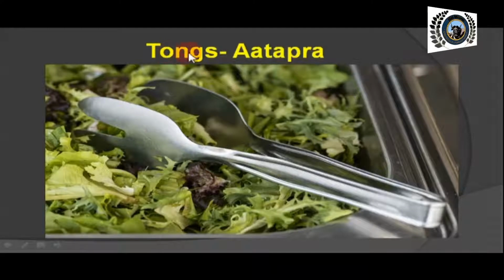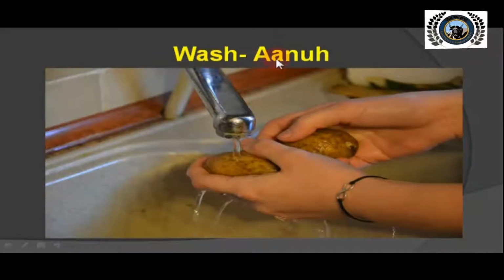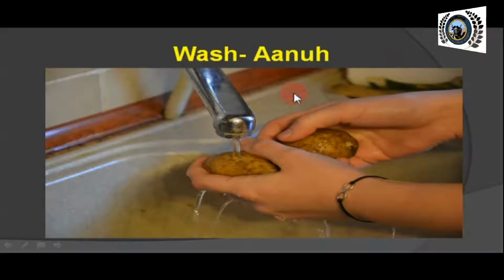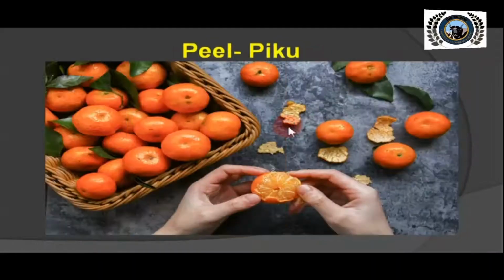In this episode, we're going to learn about very interesting kitchen activities and kitchen item names in the Mishmi language. So let's get started. Tongs, atapra. Listen carefully. You need to focus on pronunciations. Wash, anum. Peel, piku.